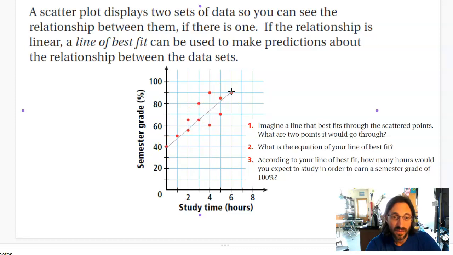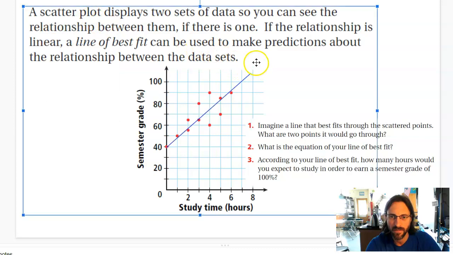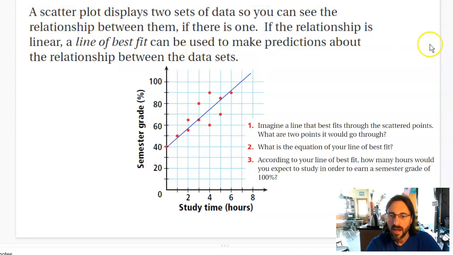You know, that looks pretty symmetrical. I mean, it might go a little more like this. I'm going to extend it beyond, right? I'm going to go like that. Bam. So I've got a line, and let me make it blue so it stands out a little better. Okay, now it says, what are 2 points that it would go through?